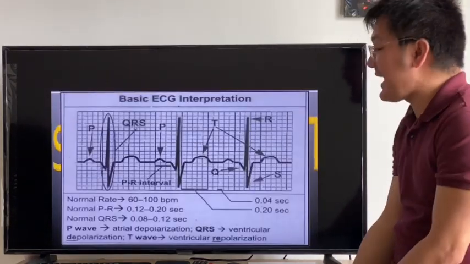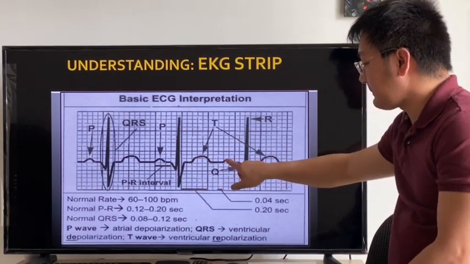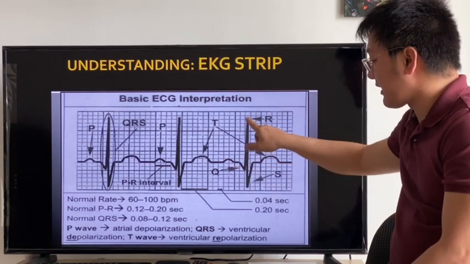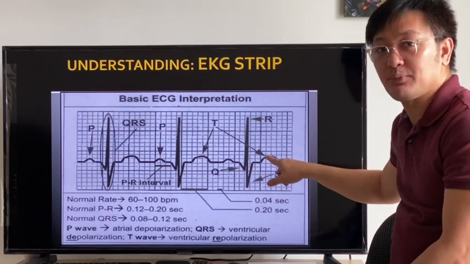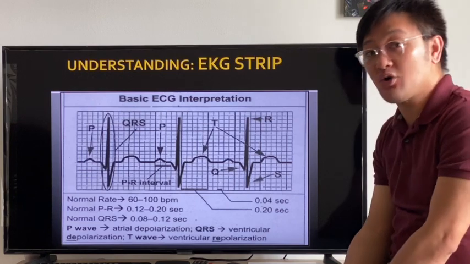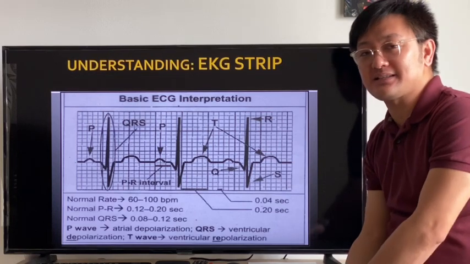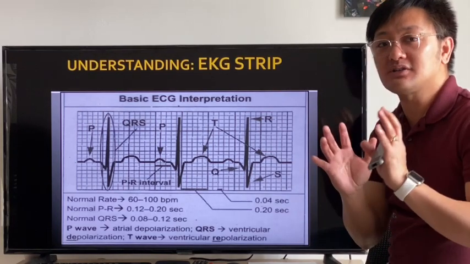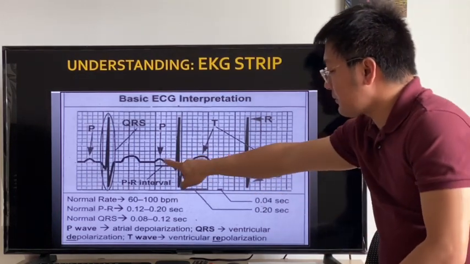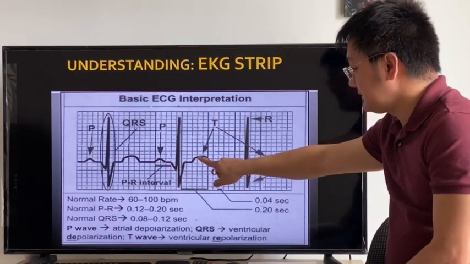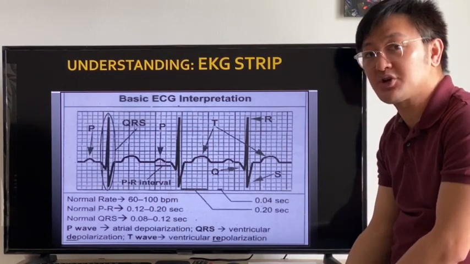Now, let's go back to your waves. P, Q, R, S, T. P wave, atrial depolarization. QRS complex, atrial repolarization, ventricular depolarization. T wave, ventricular repolarization. Heart rate normal is 60 to 100. PR interval is 3 to 5 small boxes. QRS complex is 2 to 3 small boxes. Those are values you need to remember. Okay? Now, look. P wave is deflected upward. T wave is deflected upward. There are several phases of your T wave you need to remember in your ECG tracing.